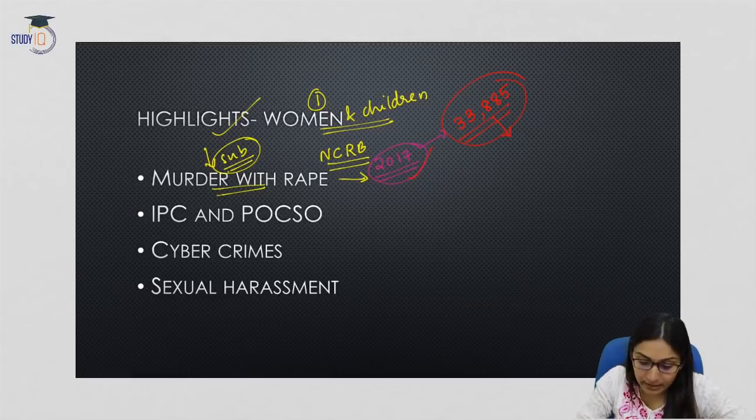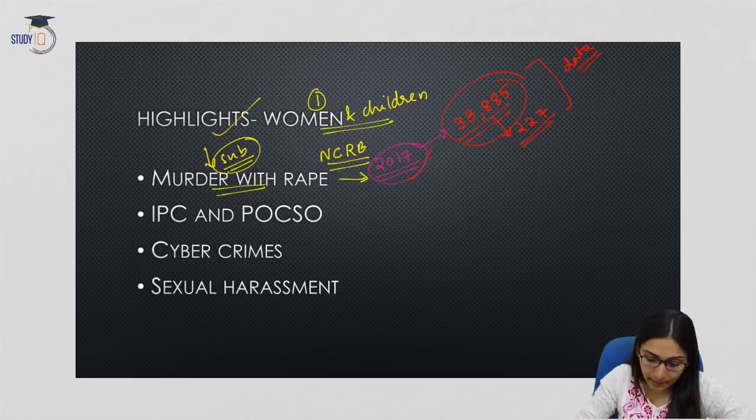Now, out of this 33,885 women who were raped in the country, reportedly 227 were murdered after the rape. So, this is the data that is available with the NCRB.